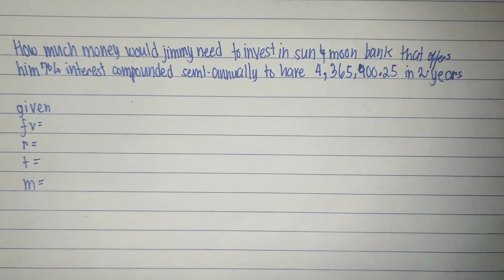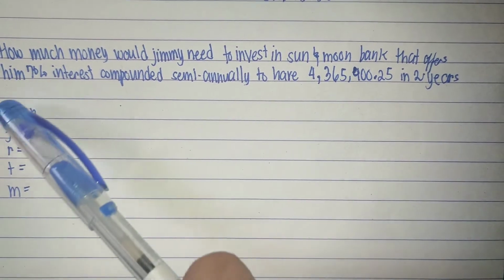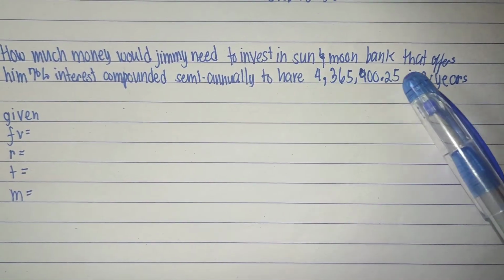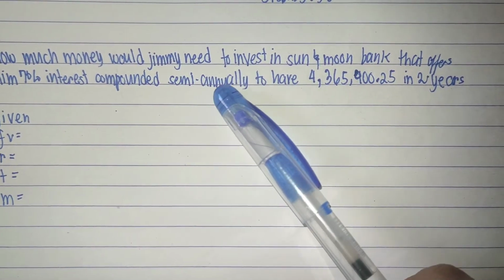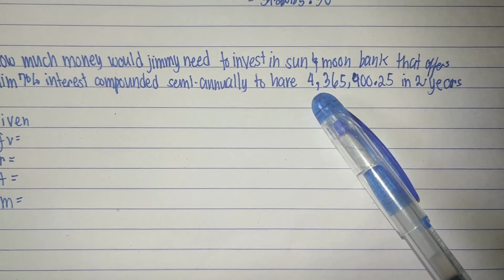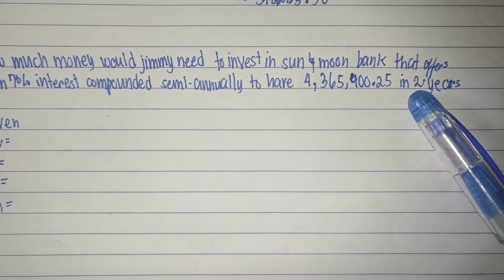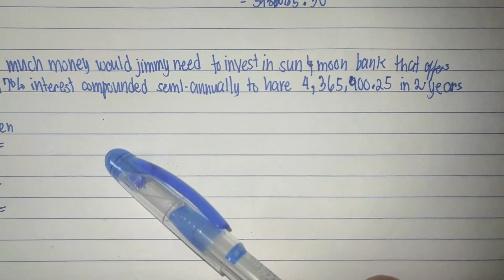So this will be our third and last example for compound interest. How much money would Jimmy need to invest in Sun and Moon Bank that offers him 7% interest compounded semi-annually to have 4,365,900.25 in 2 years? So, lagyan muna natin itong mga given.